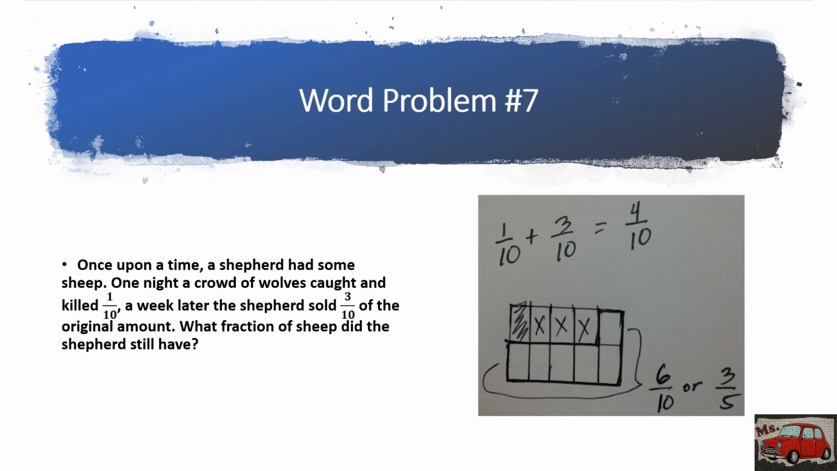Once upon a time, a shepherd had some sheep. One night, a crowd of wolves caught and killed 1/10. A week later, the shepherd sold 3/10 of the original amount. What fraction of sheep did the shepherd still have?